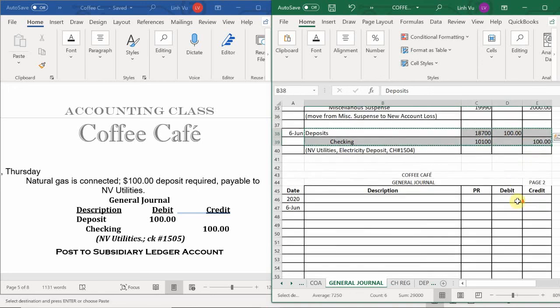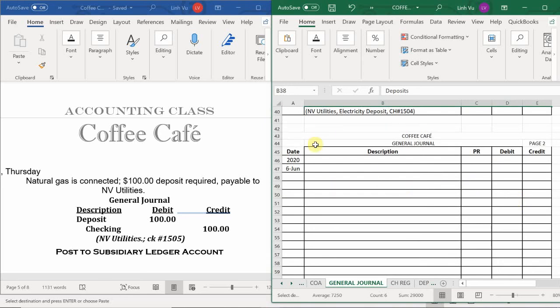Deposit and checking. And in this case, because I have the same exact journal entry, I can go ahead and copy and paste. That's what we're going to be doing here as well. Once we have something that is the same thing recurring over and over again, in QuickBooks you can memorize those transactions. Same thing here. The great thing about having Excel is you're able to copy and paste information.